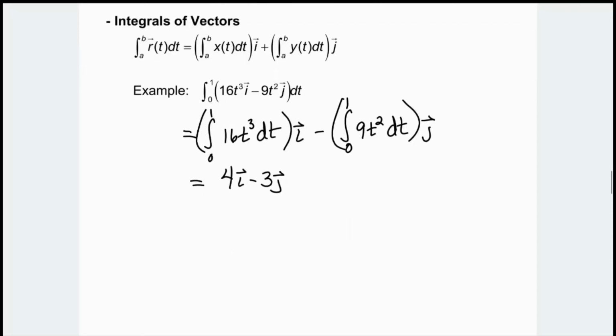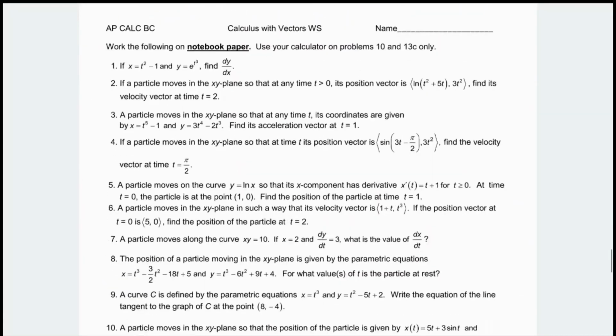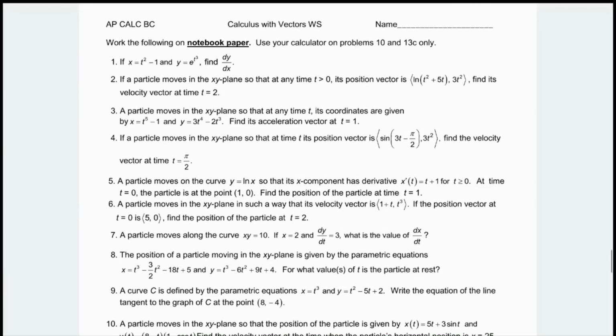Okay, at the end of this packet, I do have a worksheet here for you. So this is really what I want you to do for homework. And keep in mind as you work through this, there's going to be some simple motion problems in here, but we'll get into more complicated motion problems next time.